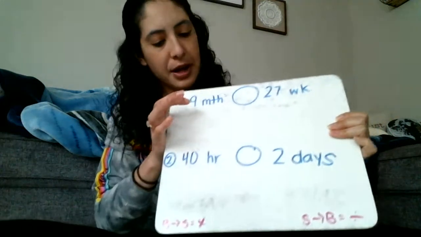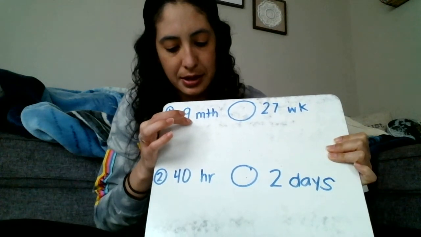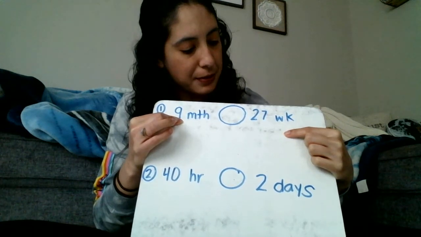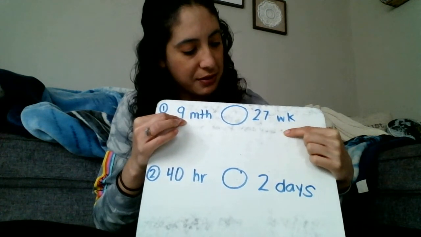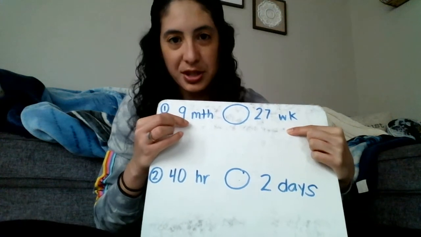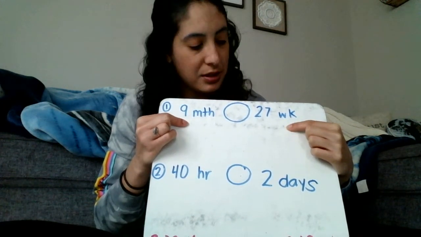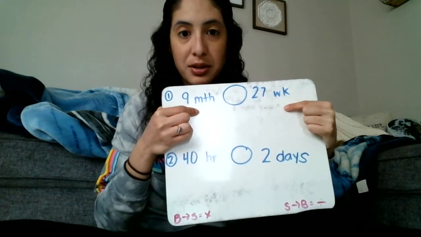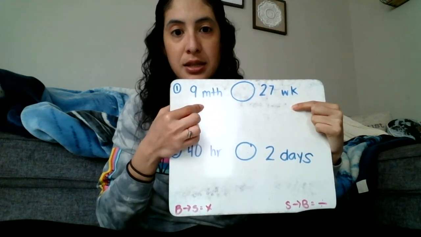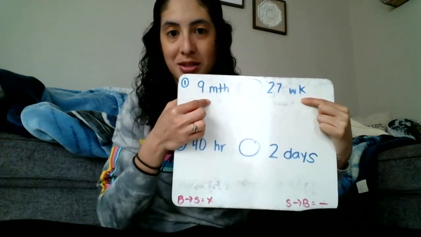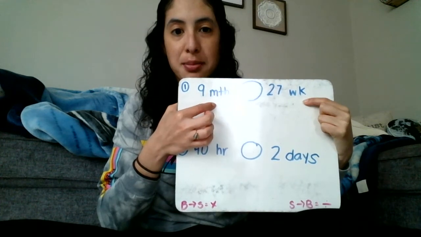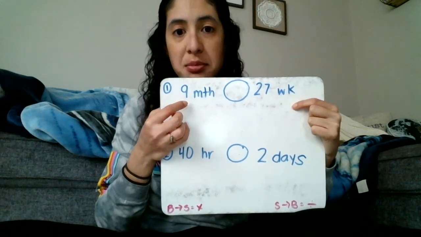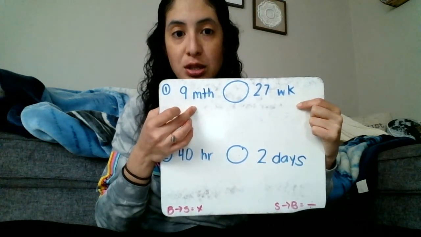So here I'm comparing 9 months to 27 weeks. So I'm just going to switch my 9 months to weeks because they have to be the same unit. Okay, I can't compare 9 months to 27 weeks. I have to change either my weeks to months or my months to weeks. They can't be different units. So I'm going to decide to change my month to weeks.